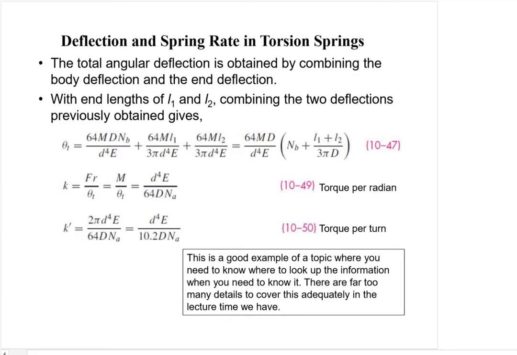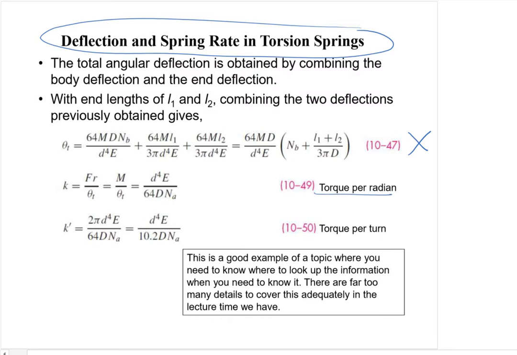That's a pretty long equation there, but just in case you need it, here's the deflection and spring rate in torsion springs. Probably will not have you be doing that calculation on an exam. It's pretty complicated, but they have torque per radian and torque per turn, so just make sure you're using the right formula.